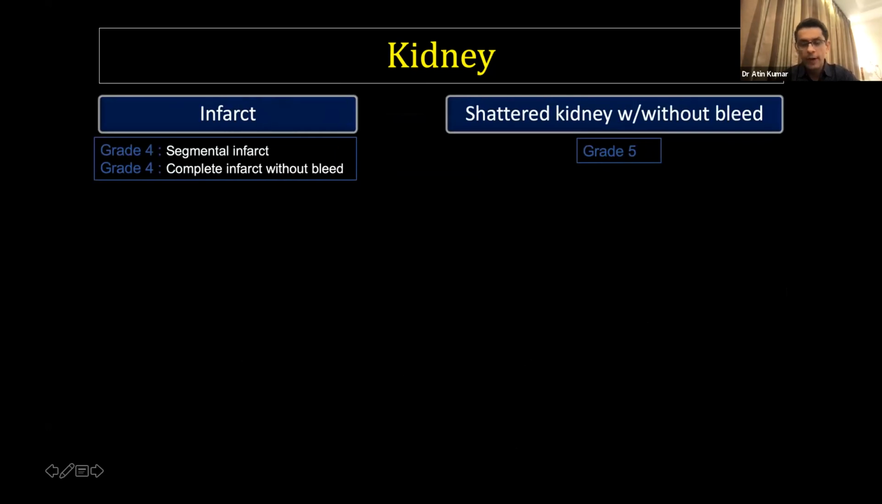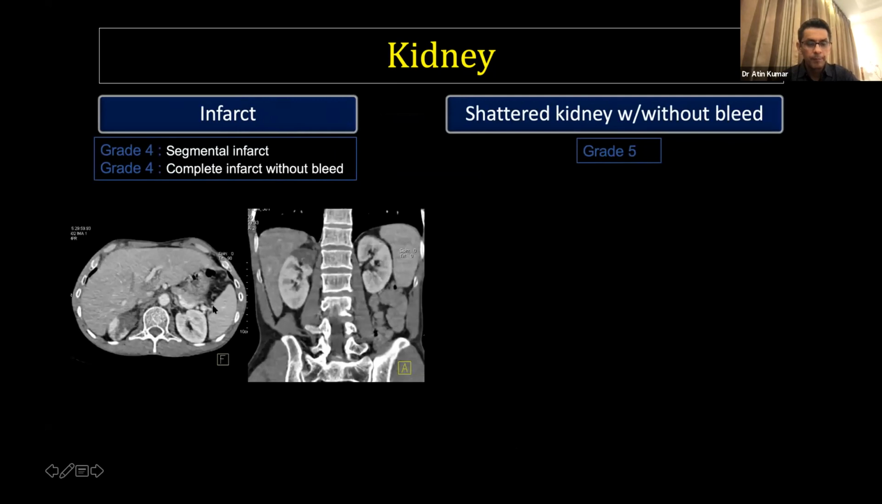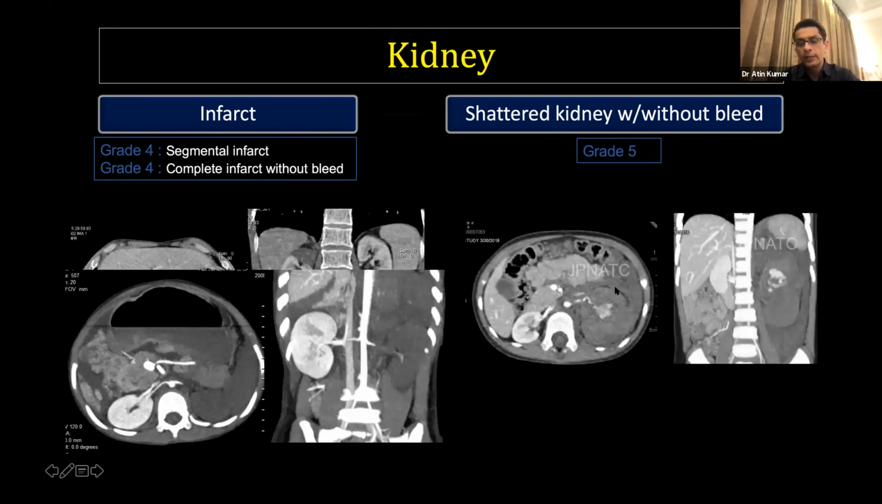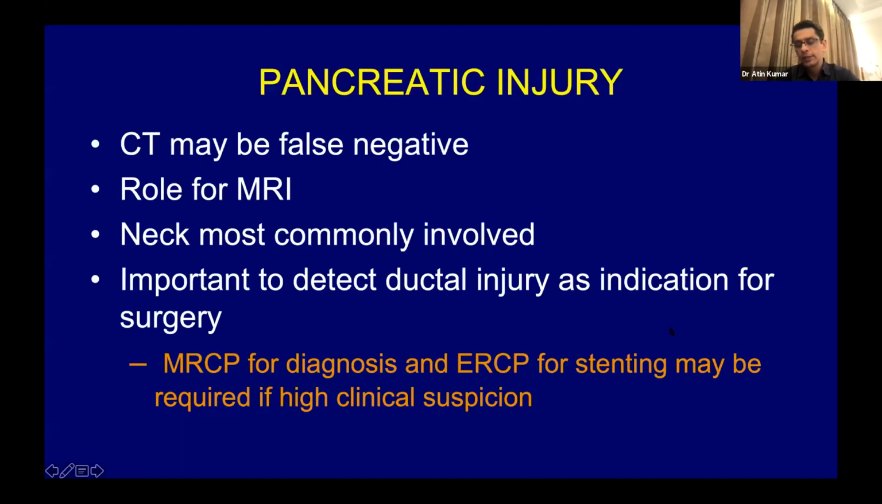It can lead to an infarct in a part of the kidney, and this is a segmental infarct classified as grade 4, or there may be a complete infarct of the kidney by a complete thrombosis of the proximal renal artery. So a renal infarct with a proximal renal artery thrombosis is also classified as grade 4 if there is no bleed associated with it. However, if there is a complete infarction or a complete shattering of the kidney with arterial extravasation bleed, then it is classified as grade 5 renal injury.